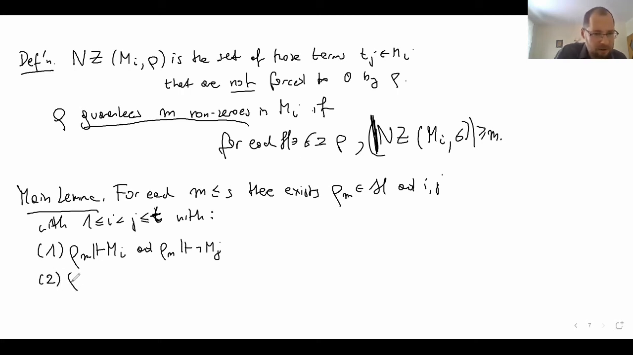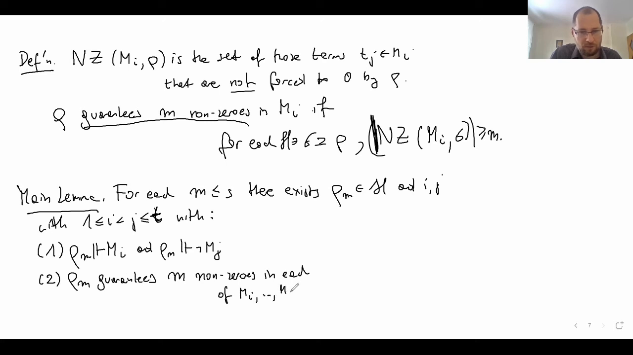Secondly, rho m guarantees m non-zeros in each of mi up to mj. So in this proof interval, as you could call it, there are going to be lots of non-zeros according to each assignment extending rho m.